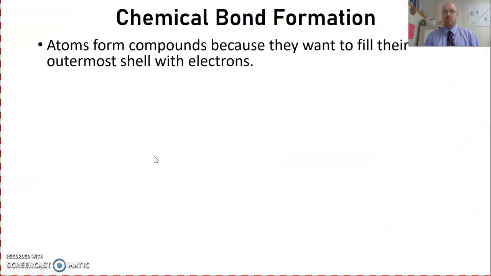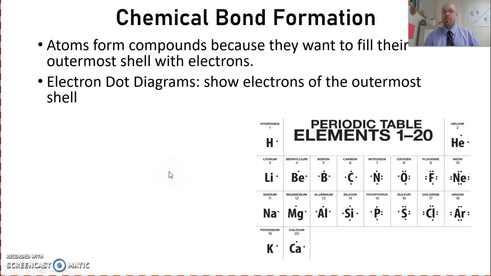Chemical bond formation. Why do chemicals bond? Why do things happen? You remember we talked about that a little bit ago last week when we were talking about how the periodic table is laid out and with the different electrons that are available for bonding. Well, atoms form compounds because they want to fill their outermost shell with electrons. And you remember that the most complete shell is the noble gases, and those have 8 in the outer shell, and that is when they are the most happy.